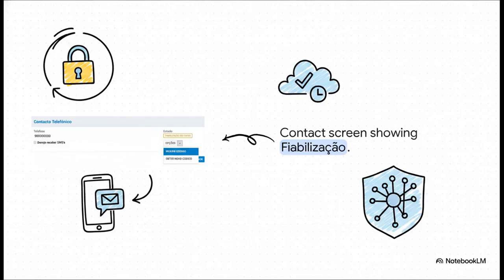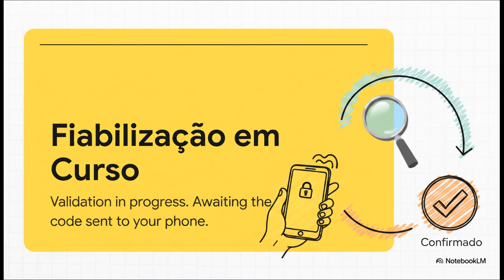Okay, so once your password is nice and secure, head on over to the Datos de Contacto menu, the contact data screen. This is exactly where you add your mobile phone number or email address. When you type your number in and hit save, the system immediately shoots a text code over to your device. But take a really close look at the status message that pops up next to the number. It says fiabilização em curso.